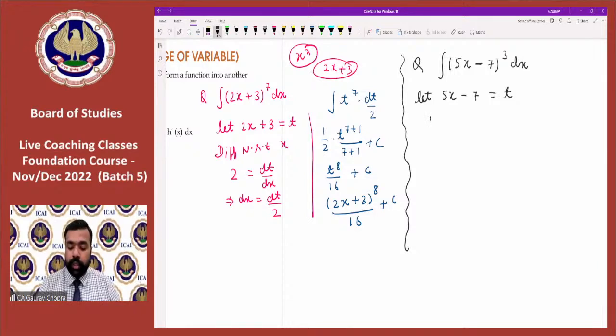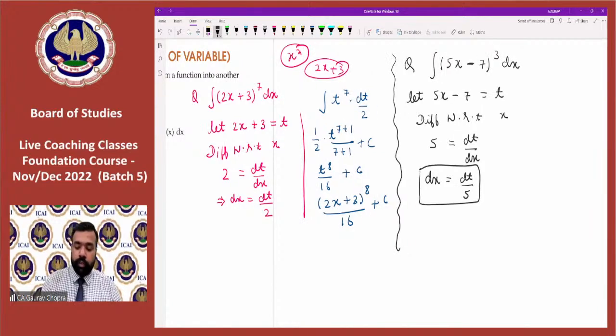Then what we have to do is differentiate with respect to x. 5x will become 5, for 7 it is 0, and then t will become dt by dx. So here we can write dx is equal to dt by 5. This is the first portion.